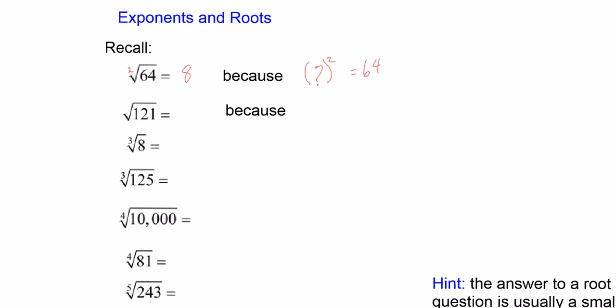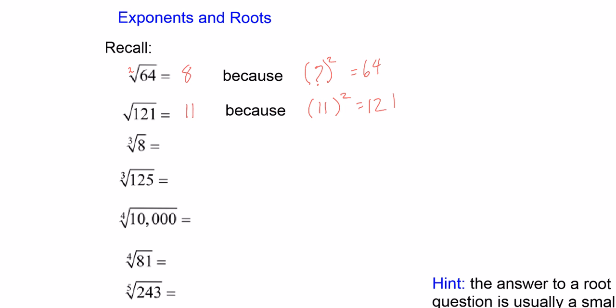Now we need to find the square root of 121, and we know that we want something squared equal to 121. So something times itself twice gives us 121. That's going to be 11. So my answer for the root of 121 is 11. We're going to keep using the same rules for each one of these roots.